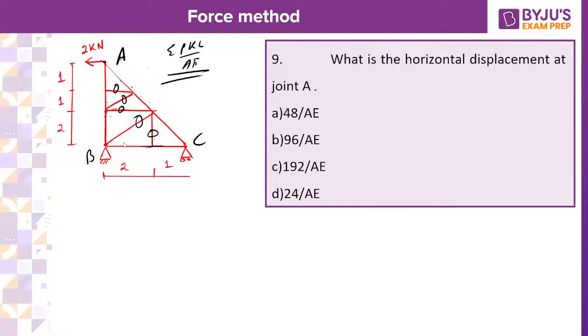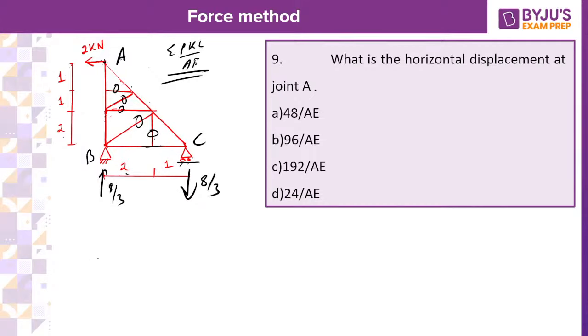Now consider any one joint. First, maybe I'll consider the B joint. You can consider B or C, whichever. This is your roller, no? Due to the 2 kilonewton, what is the reaction? First of all, the load is rotating anti-clockwise, 2 into 4, so you will get the reaction which rotates clockwise, 4 into 2 is 8, 8 divided by 3. Reaction will be 8 divided by 3 on both sides.